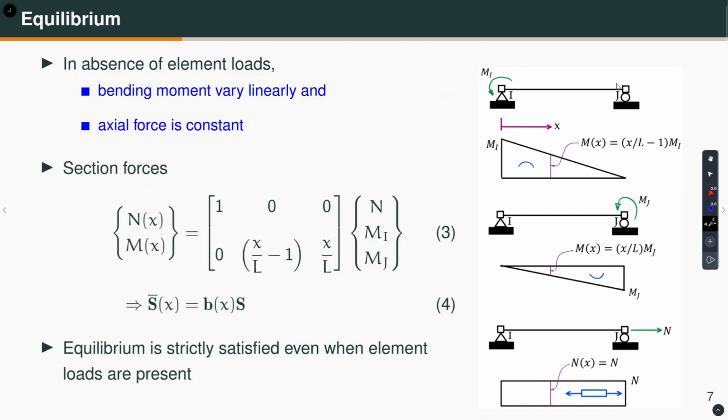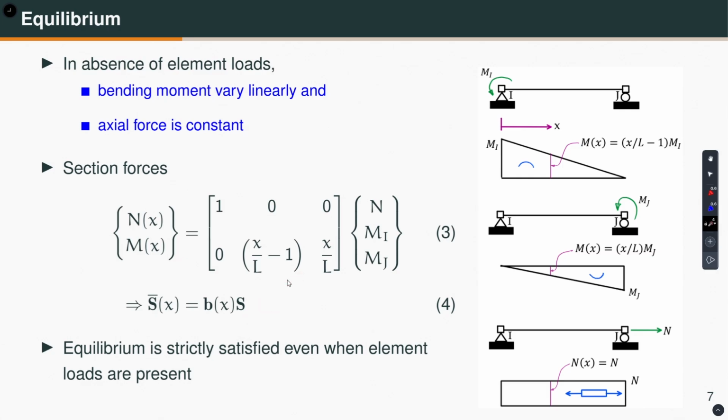So, I can now write this in a matrix vector form. My section forces Nx and Mx can be written as this matrix multiplied by N, Mi, Mj. So, this is my vector of element end forces, this is the vector of section forces, and this is the force interpolation matrix, which I am calling B of x. Okay. So, x is to remind us that this is at a distance x. Okay. So, S bar x is equal to B of x multiplied by S.